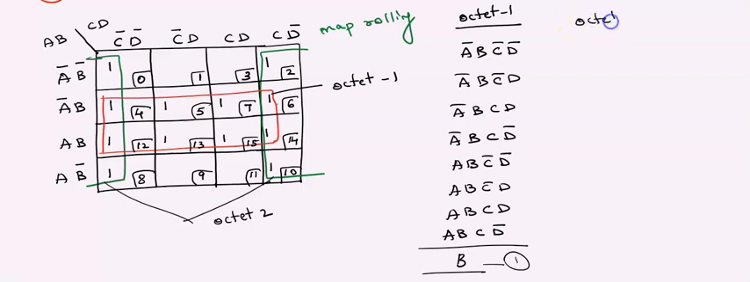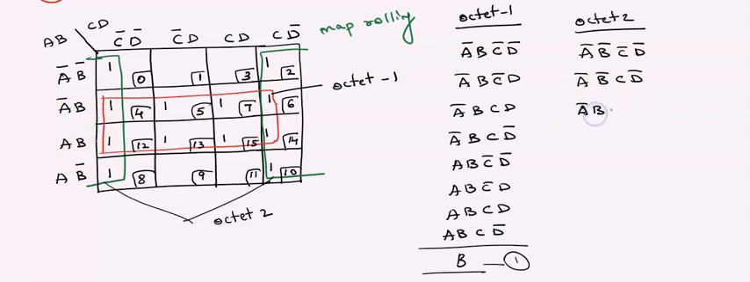Now let me solve octet 2. What is my octet 2? These elements you can take. This element is A complement B complement, C complement D complement. Is this clear? This one, again this one, A complement B complement, C D complement. This one, first this one, second this one, this one, this one. Where it lies you have to write, that's it. It's so easy, right?